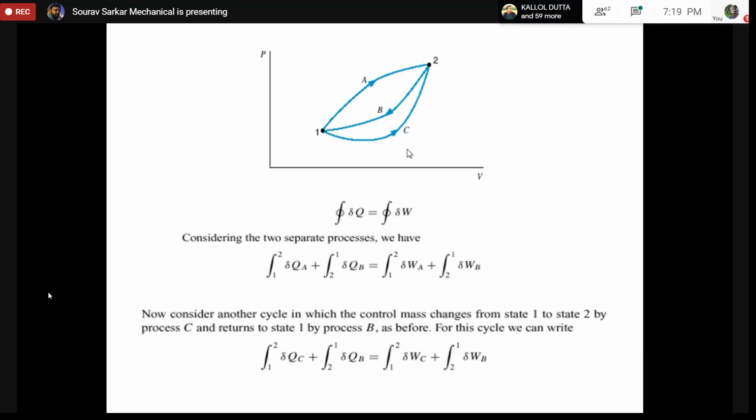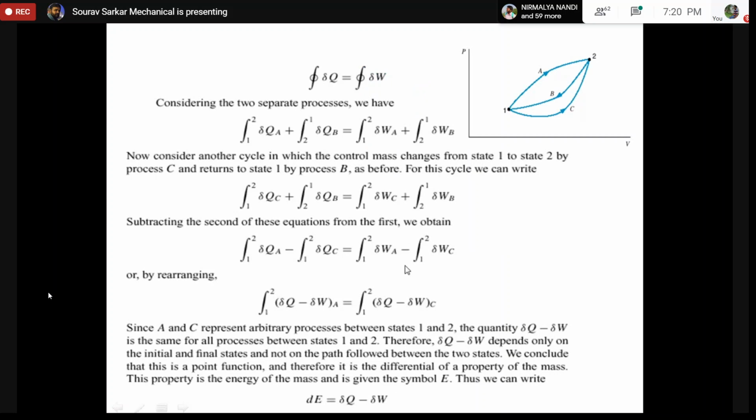So if you follow the next part, if you have these two paths, you will see what is common in these two paths. Which path is common? B. B is common. So if this is my equation 1, and this is my equation 2, and I subtract equation 1 from 2, I will get something like this.